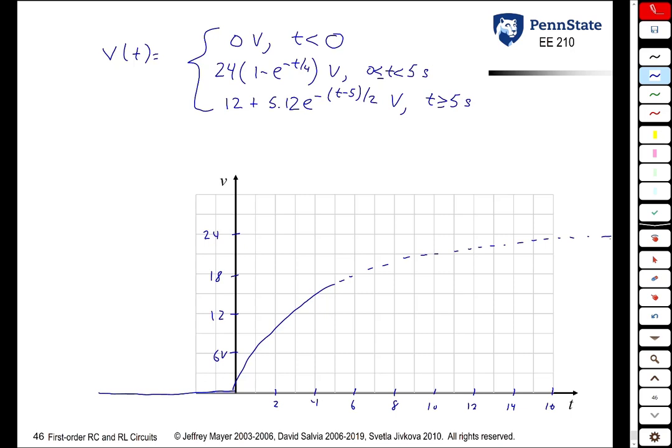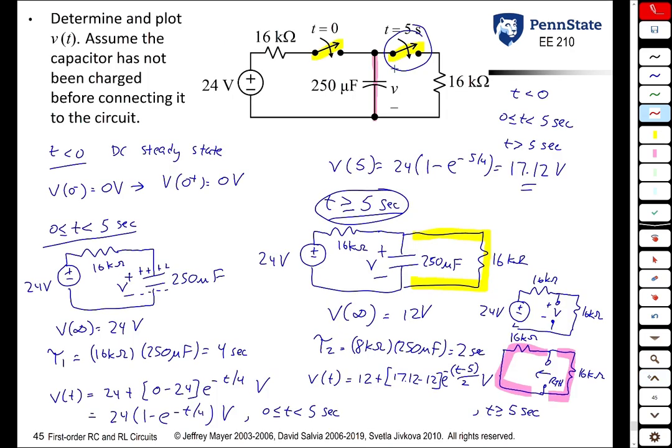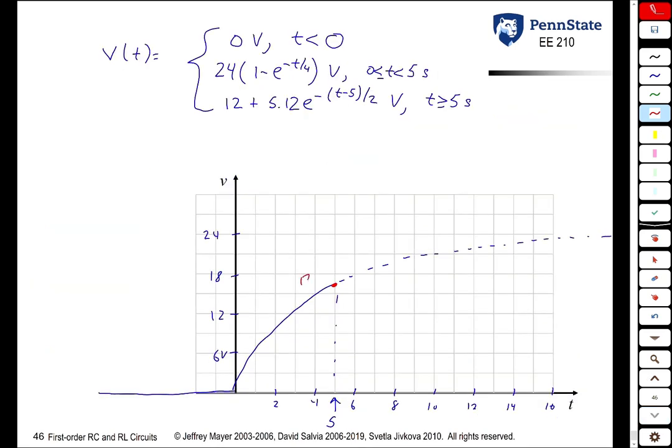Something like that. But before it gets a chance to get to its final charged value of 24 volts, the circuit changes at 5 seconds. And so this becomes a new initial value. It was 17.12 volts. And now it wants to go to a final value of 12 volts. So it's actually above 12, so it's going to start decreasing now.